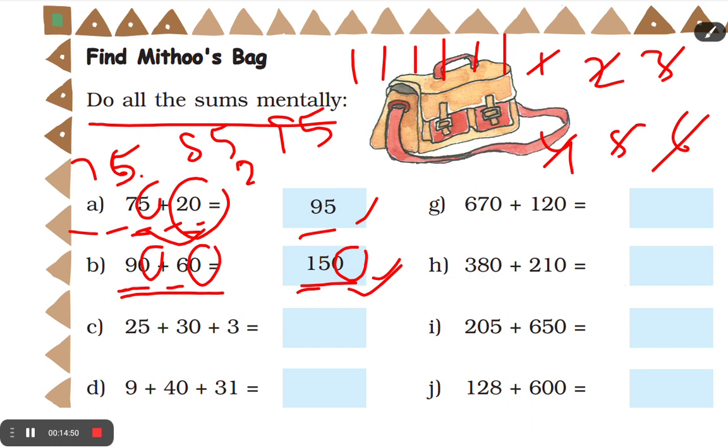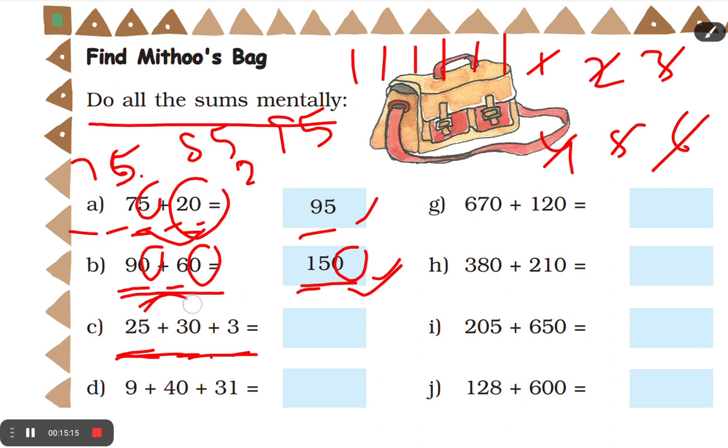Suppose we do the third question. What is there? First read the question louder, all of you. 25 plus 30 plus 3. Reading the question is also very important for all of you, right? Come on, read along with me again. 25 plus 30 plus 3. So what do you have to do here? Addition, right? So you can add in this way.